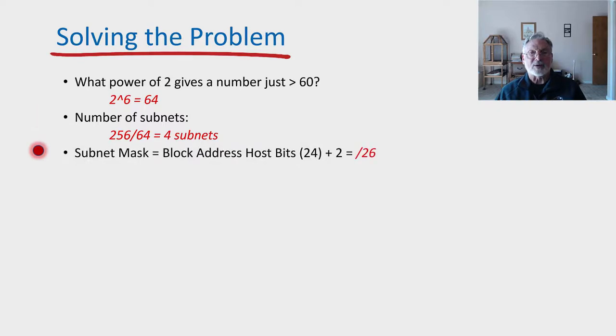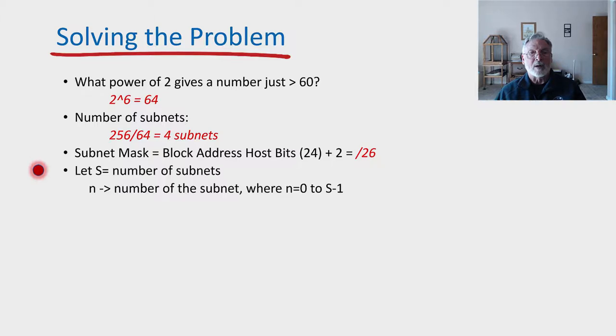To get the mask for each subnet, we borrow 2 bits from the host address space of the assigned block. So our subnet mask is /26. But what are the starting and end addresses for each subnet? Let's let S equal the number of subnets. Let's number each subnet with an index n, where n goes from 0 to S minus 1.